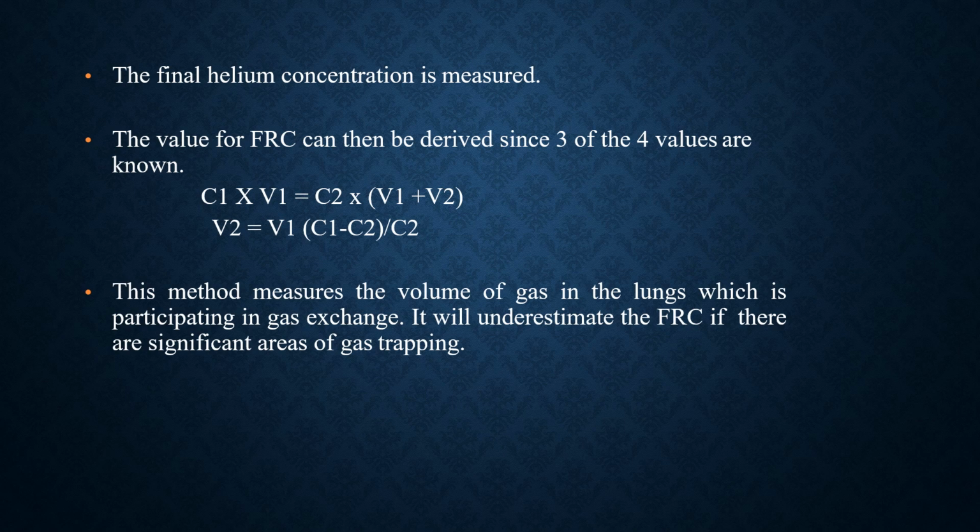The value for FRC can then be derived since 3 of the 4 values are already known. So C1 multiplied by V1 is equal to C2 multiplied by V1 plus V2. So here V2 is the FRC. So V2 or FRC is equal to V1 multiplied by (C1 minus C2) divided by C2. So from this formula we can get the FRC value easily.